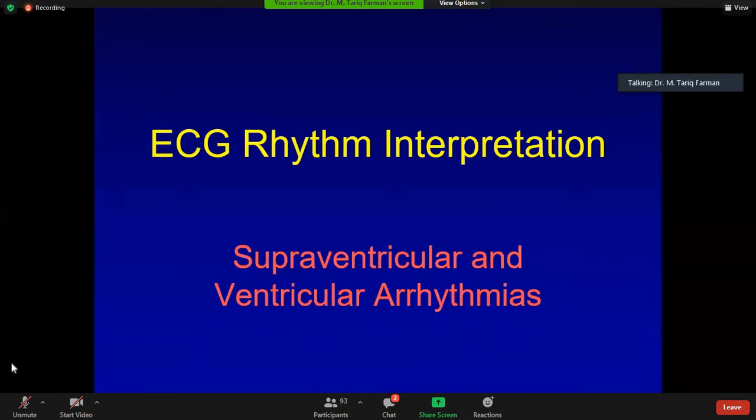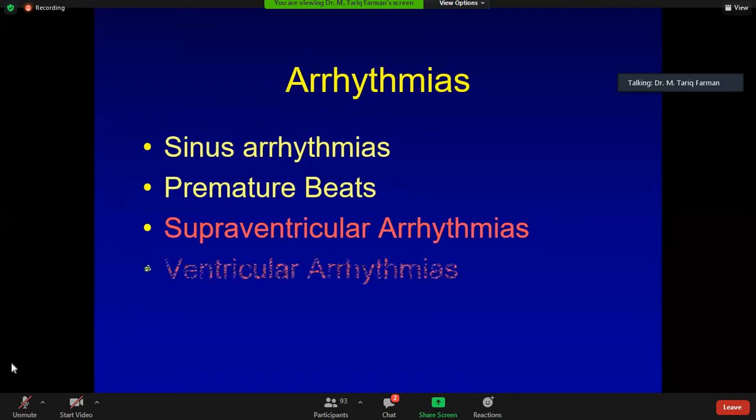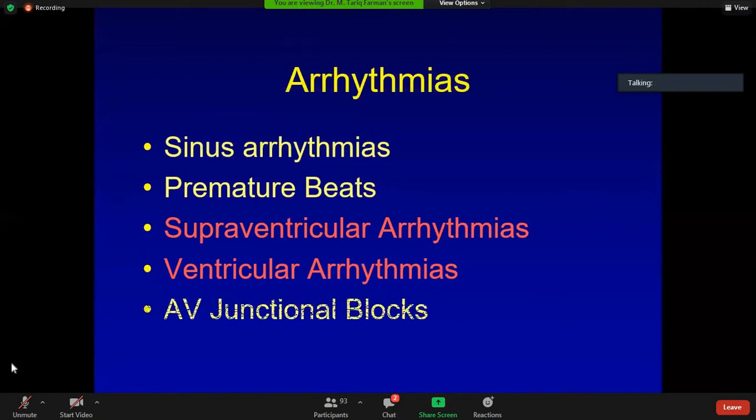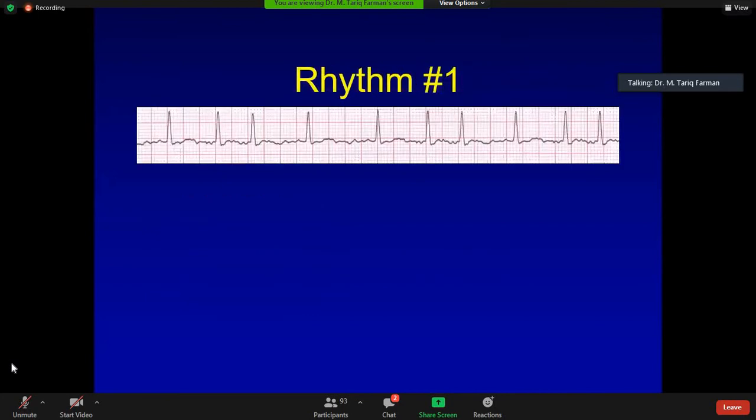So we have supraventricular arrhythmias and ventricular arrhythmias. Sinus arrhythmias, premature beats, supraventricular arrhythmias, ventricular arrhythmias, AV junction blocks. And commonly we have atrial fibrillation and atrial flutter.